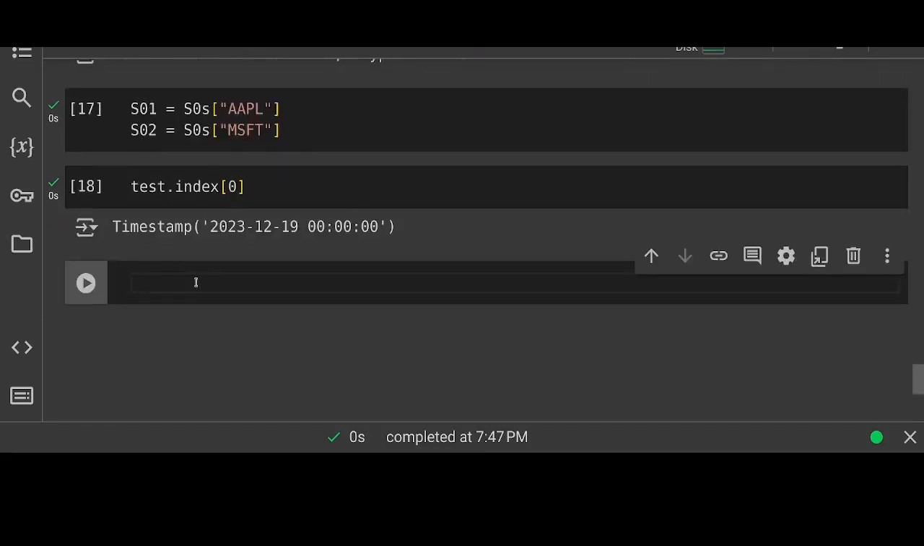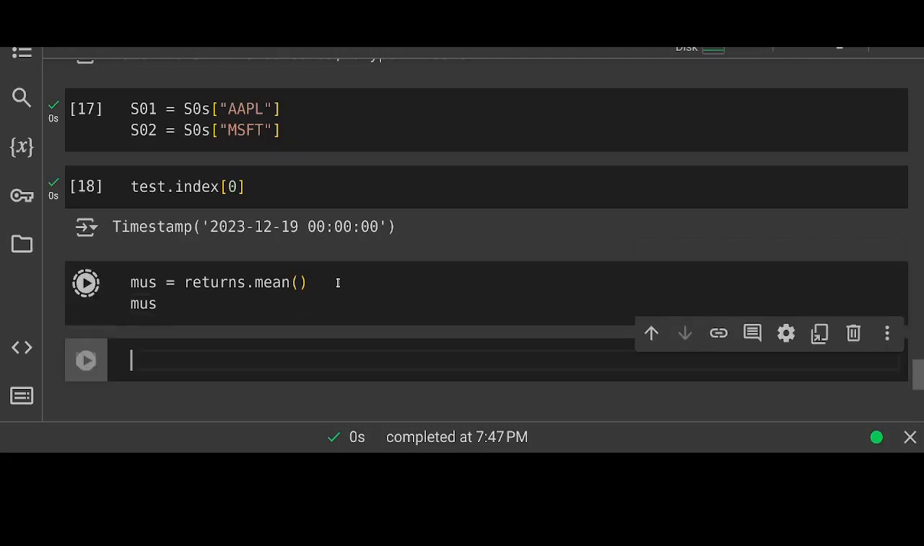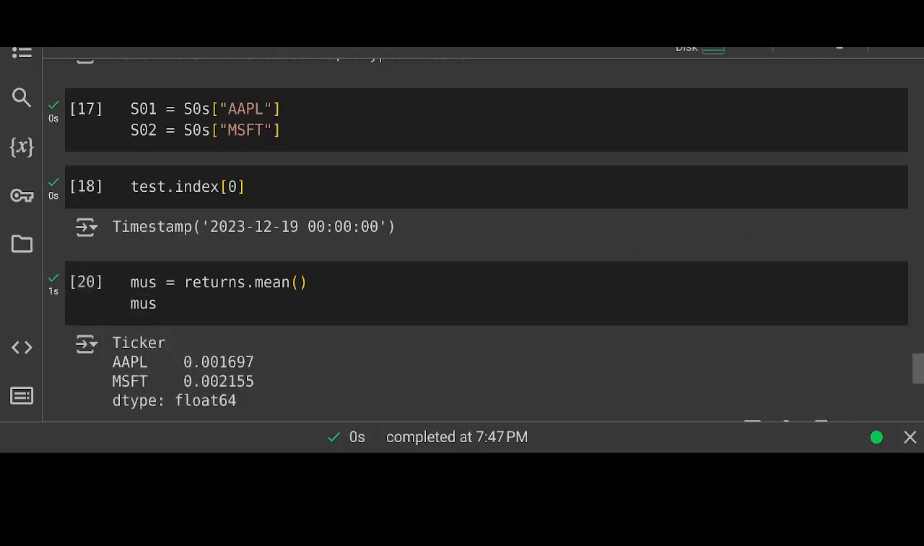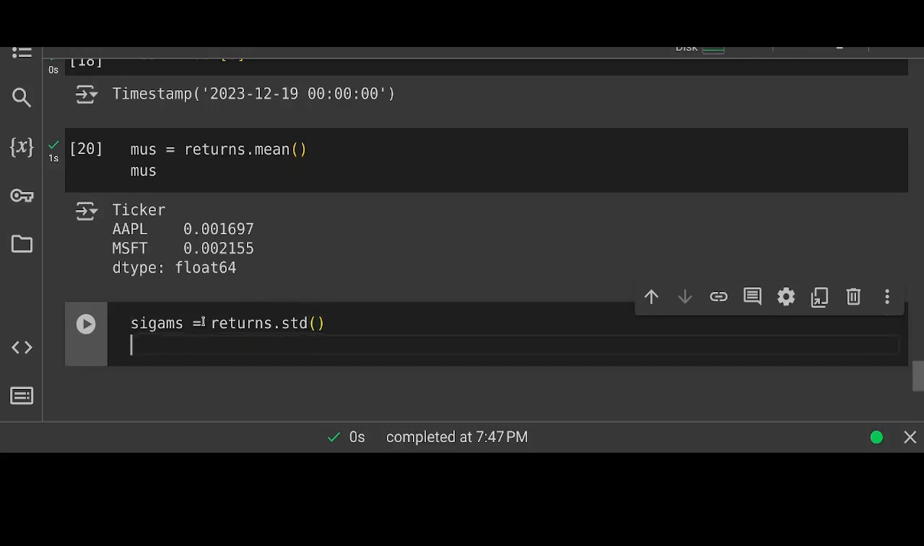Now the parameters: mus is equal to returns.mean(). That means the expected returns for Apple and Microsoft. The volatility sigmas is equal to returns.std(). So let us see what this sigmas is.